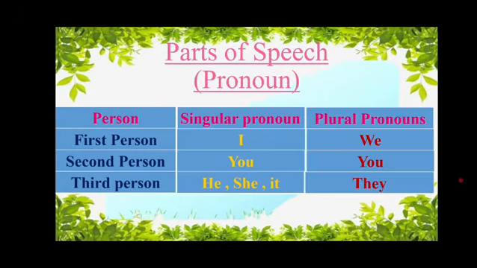Person is divided into 3 categories: first person, second person, third person. Pronouns are divided into 2 groups: singular pronouns and plural pronouns. Singular pronouns: I, you, he, she, and it. These are singular pronouns. Plural pronouns: we, you, they. These are plural pronouns.